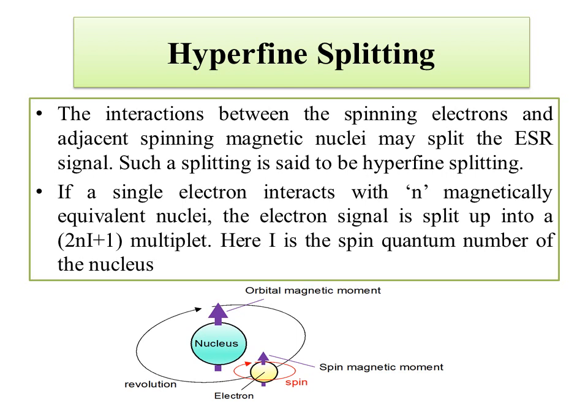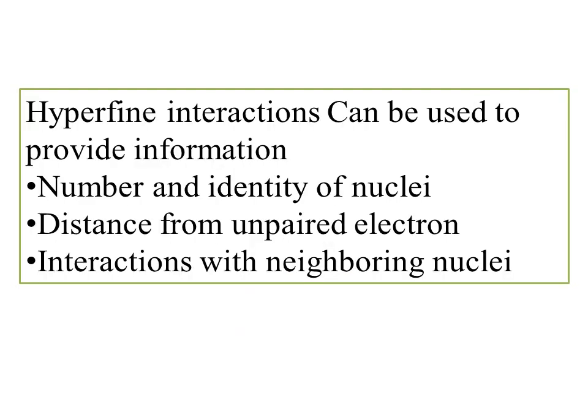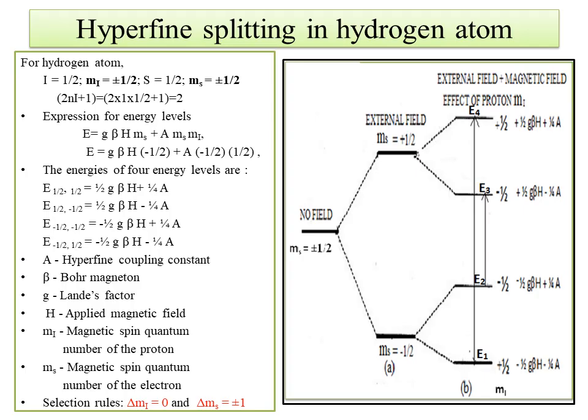If a single electron interacts with n magnetically equivalent nuclei, the electron signal is split up into 2nI plus 1 multiplet, and here I is the spin quantum number of the nucleus. The hyperfine splitting can be used to provide a lot of information. That is, it provides information regarding number and identity of nuclei, distance from the unpaired electron, and interactions with neighboring nuclei.